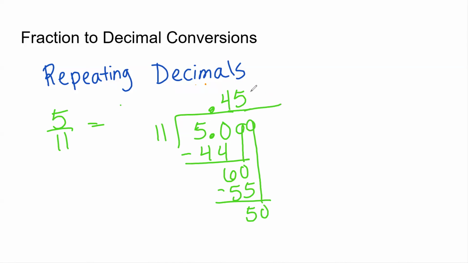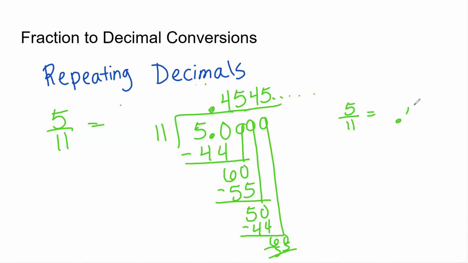11 into 50 goes 4 times. That's 44. That's 6. Subtract, drop down. That goes 5 times, which is 55. And this is going to keep repeating. So this is a 2-number repeat. It's not just a flat number. 0.45454545. So to write this, you would say 5/11 is 0.45 repeating, with the bar over both of them, because both of them are repeating. Okay?